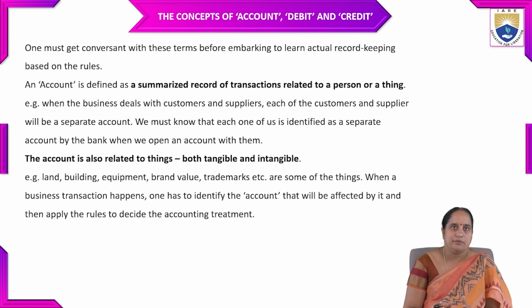For example, land, building, equipment, brand value, trademarks, etc., are some of the things. When a business transaction happens, one has to identify the account that will be affected by it and then apply the rules to decide the accounting treatment.